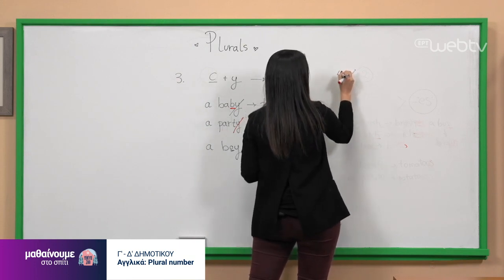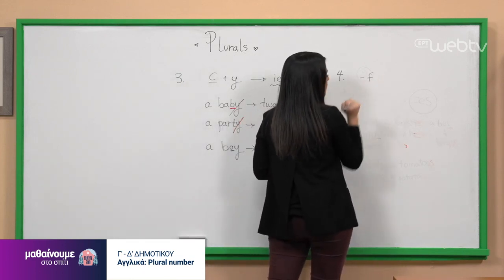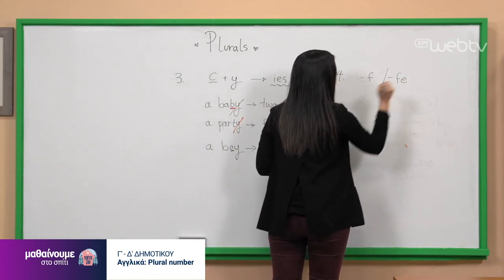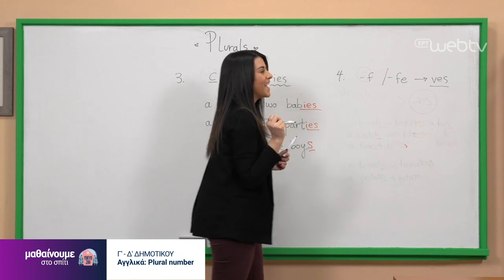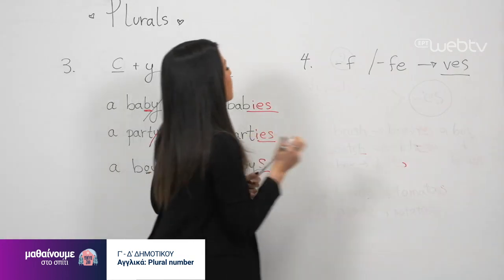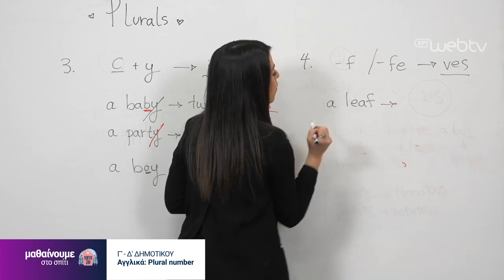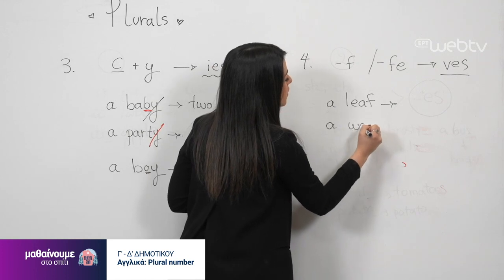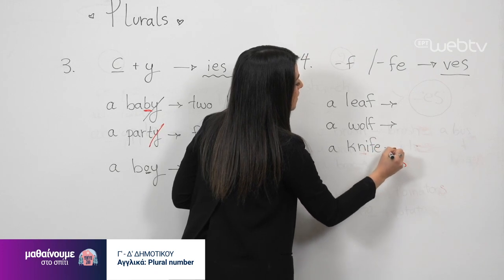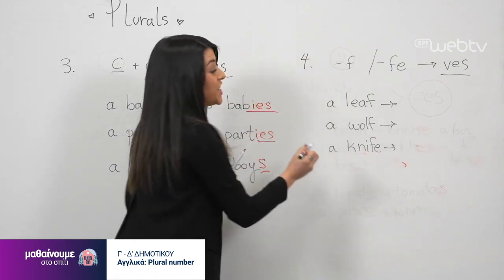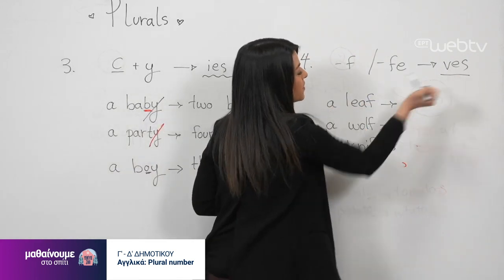Oops, with the black. So, when the noun has, in the end, F and F-E, we put V-E-S in the end. Let's see some examples. For example, let's say a leaf, ένα φύλλο, okay? Or a wolf, ένας λύκος. Or a knife, ένα μαχαίρι, knife. Remember here, we don't pronounce the K, it's knife, not knife. So what happens here? We take out the F again, and we put V-E-S.